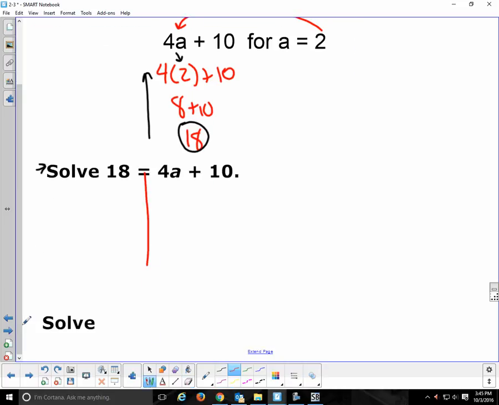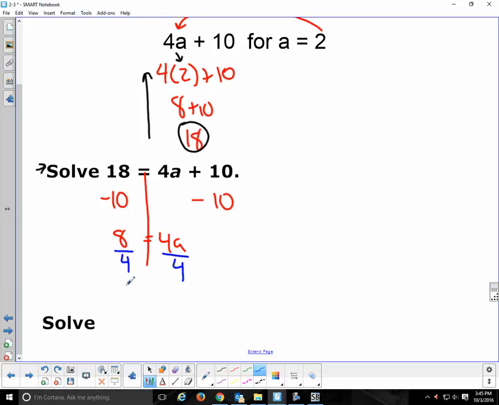So I'm going to subtract 10 from both sides of that equals sign. 18 minus 10 is 8 equals, I have not dealt with this 4a yet. This 4a right there is still there. All right, now I have a whole new problem. I've got 8 equals 4 times a. Now I'm going to deal with my multiplying or dividing. So the opposite of multiplying is dividing. So I'm going to divide both sides by 4.